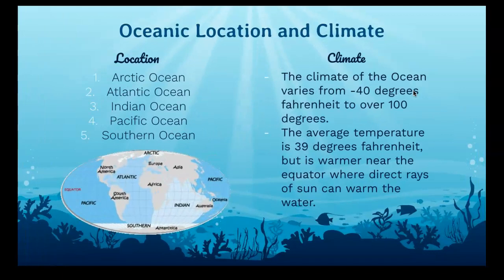So the five oceans of the world include the Arctic Ocean, the Atlantic Ocean, the Indian Ocean, the Pacific Ocean, and the Southern Ocean. The climate of the ocean usually varies from -40 degrees Fahrenheit to over 100 degrees. So there's a huge variation in weather and the temperature of the water of the ocean. The average temperature, however, is 39 degrees Fahrenheit, but the water is usually warmer near the equator where direct rays of sunlight can warm up the water.